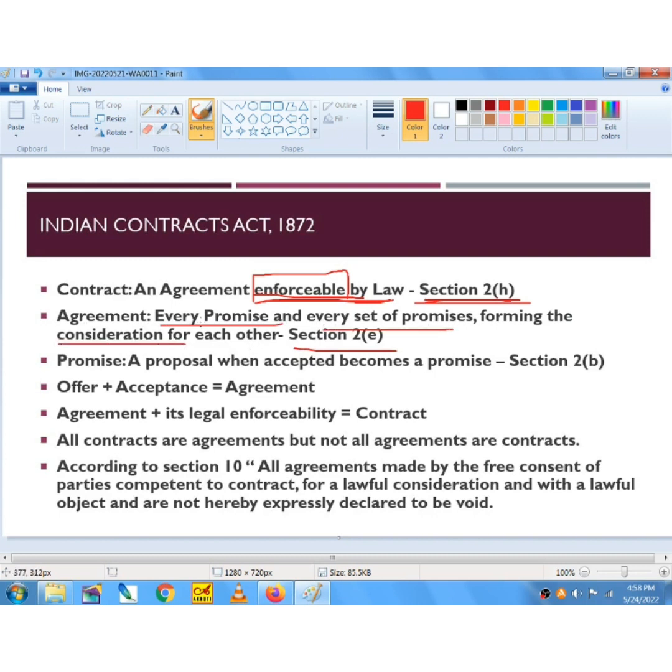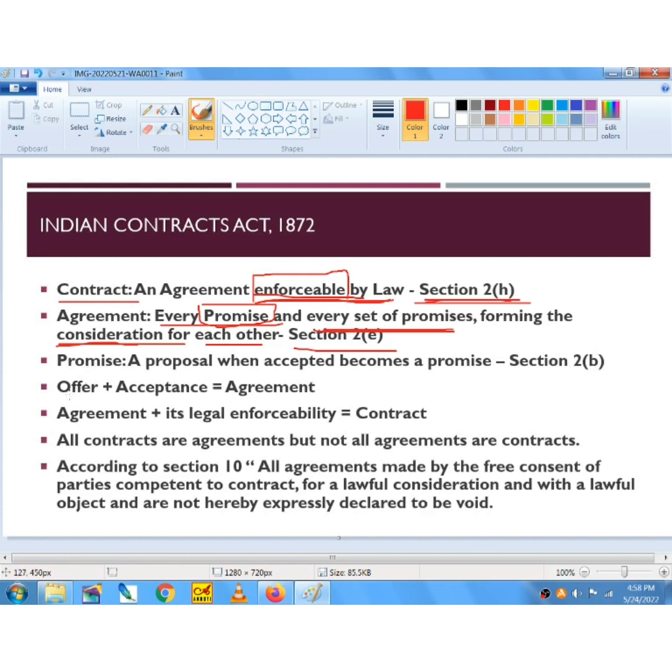So what is the promise? Like I explained in the other example, A wants to supply 100 bags of rice. So A promises to supply 100 bags of rice and he will get payment from the other party. Then that is the other set of promise forming the consideration. What is the consideration? He will be getting the money, the other party would be getting the goods. So the promises they are forming for each other is known as agreement. And when this agreement is enforceable, it becomes a contract.